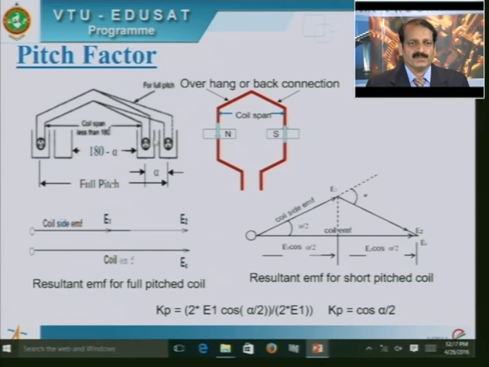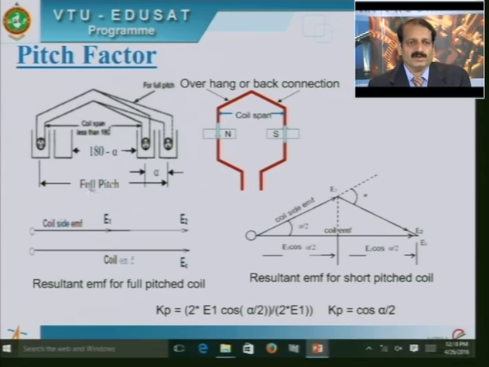So now if the coil side is short pitched by, say, alpha degrees, then the coil span in terms of electrical degrees will be 180 minus alpha. This portion of the coil, as said earlier, is called the back connection, and it is also called the overhang region. This overhang region is mainly to connect the various conductors at the back end of the armature.